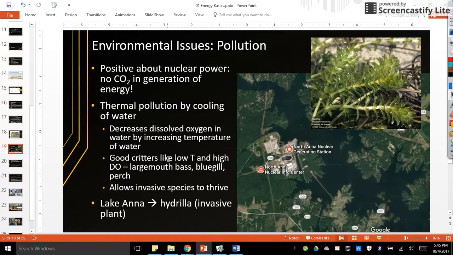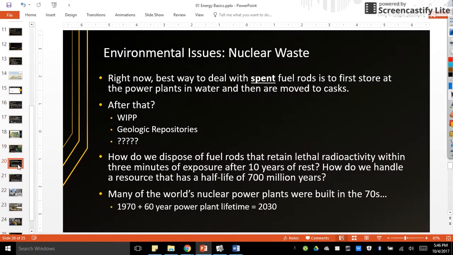Well, the relationship between dissolved oxygen and temperature is that the lower the temperature, the higher the dissolved oxygen will be. So when we see a good correlation between low temperature and dissolved oxygen, we'll see some really nice critters like largemouth bass and bluegill and perch. But when we have a nuclear power plant where thermal pollution is affecting the area, we are more likely to have invasive species. If you have been to Lake Anna, you probably have seen this plant right here. It's called hydrilla. It'll get caught up in your boat motor. It is very, very invasive.